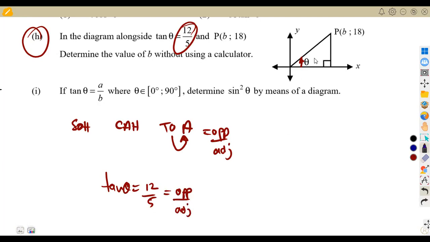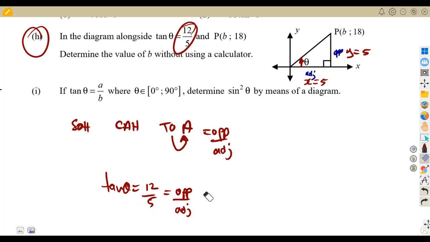So that is 12 over 5, which simply means we've got opposite over the adjacent. And according to theta, this is our opposite and this is our adjacent. So that means the opposite side, with its corresponding value, is 12. All right, the adjacent, with its corresponding value, is 5. So this is actually the x value, which is 5, and this 12 is actually the y value. So we've got the x value and we've got the y value like that.